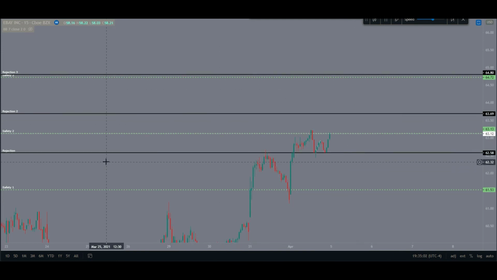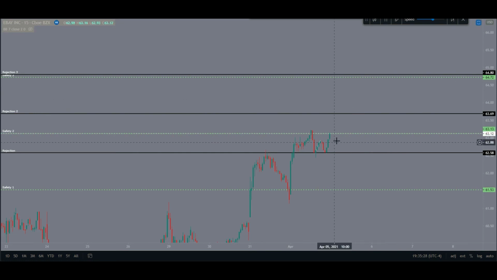Now, because we've come from safety one to safety two, this green bar is quite nice. Our next target is safety three, way up here at 64. That's about 100 points, and I have a very clear target. My target is exactly 64.72.